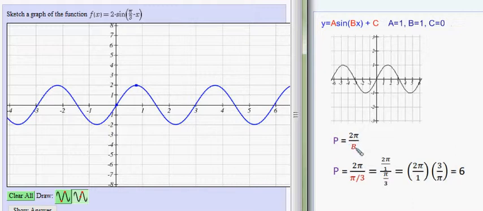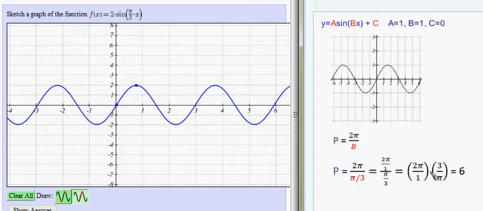The period is 2 pi over b, where b in my example is pi over 3. So that becomes the complex fraction 2 pi over 1 over pi over 3. Sometimes it's helpful to think of the 2 pi as over 1. In math, if you're dividing two fractions, you can change the division into a multiplication, and you reciprocate the second fraction. So instead of pi over 3, it would be 3 over pi. When you do this, the pi's simplify out. Pi divided by pi is 1. And you get the period is 2 times 3, or 6.